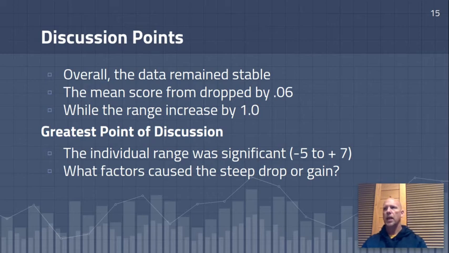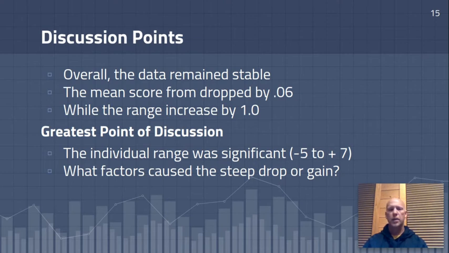Was it sickness? Was it preparation? Was it lack of preparation? Was something going on? Those are the conversations that we need to have. So in this case, the data drove us to be able to have those conversations with kids. We do goal setting around our scores, and this is a perfect talking point for that.